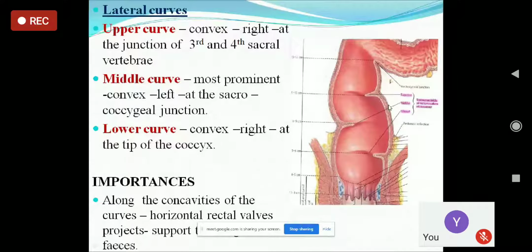The lower curve is convex towards the right at the junction of the coccyx. So these are the three curves at the three levels, upper, middle, and lower. So what are the principles of the curve? Concavity of the curve represents the rectal curve. Look here, there is the rectal curve, which supports the base.